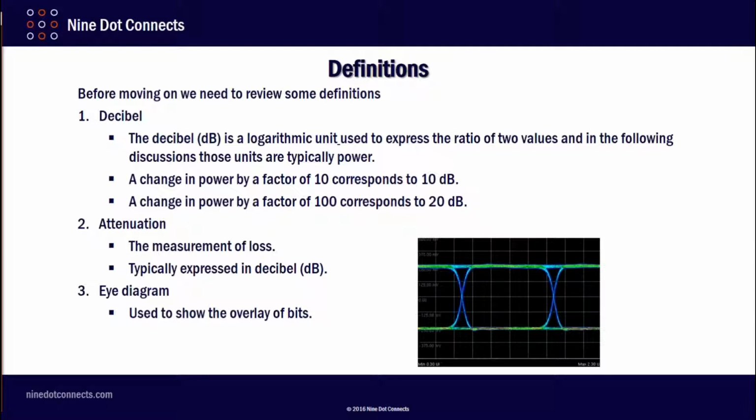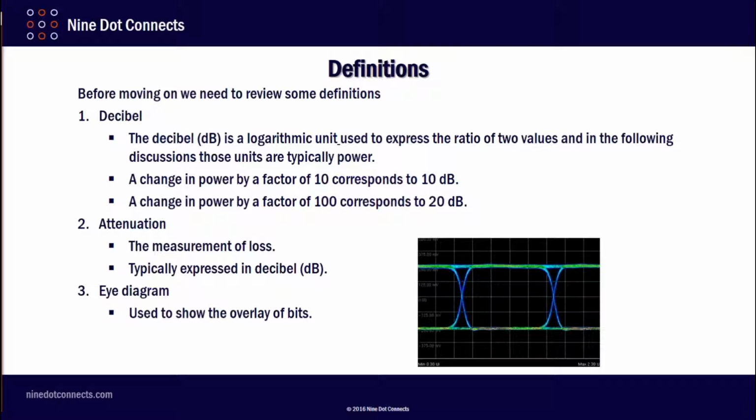Before we go any further, let's do a real quick review of some definitions. A decibel is a logarithmic unit used to express a ratio of two values, and in the following discussions, those units are typically going to be power. It is a little bit easier to understand dB if you understand that a change in power by a factor of 10 corresponds to 10 dB. A change in the power of a factor of 100 corresponds to 20 dB because we're talking about log base 10, so we're talking about a power of 10. Therefore, a factor of 1,000 would be 30 dB, and so forth.